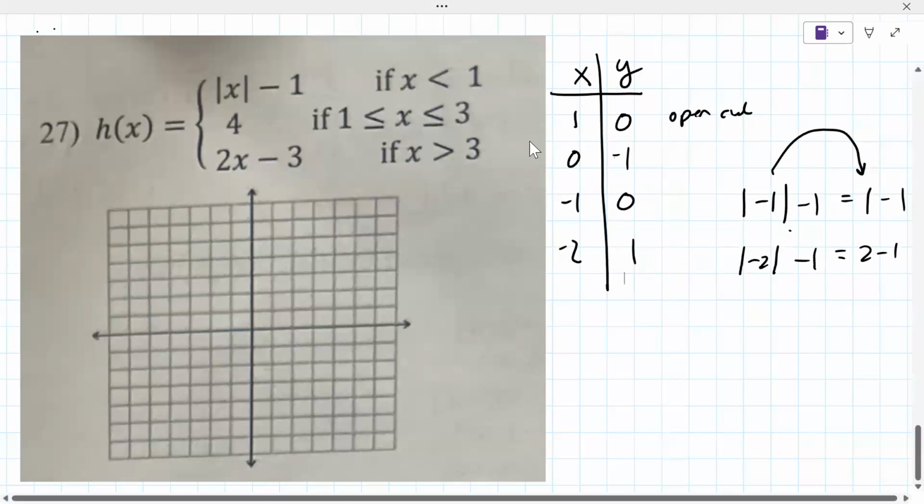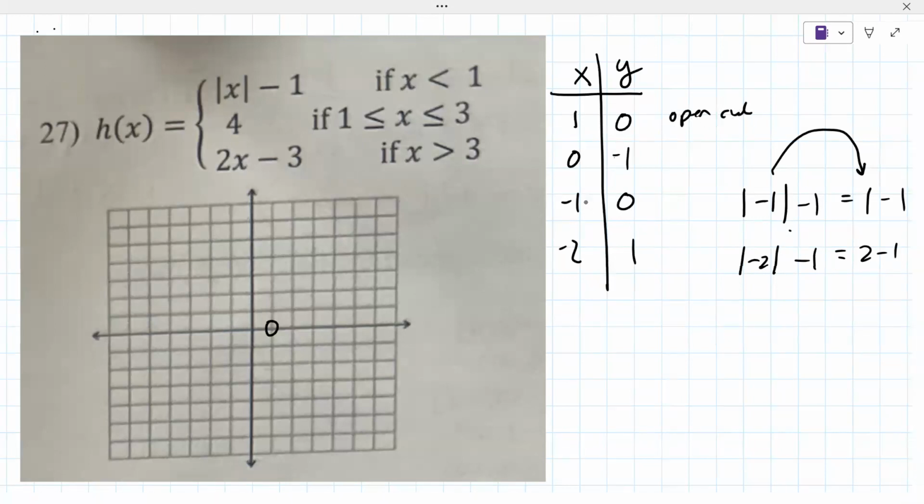So we go to this point 1, 0 and open circle. So an open circle at 1, 0, that's right there. 0, -1 is a filled in dot. -1, 0 is a filled in dot. -2, 1 is a filled in dot.